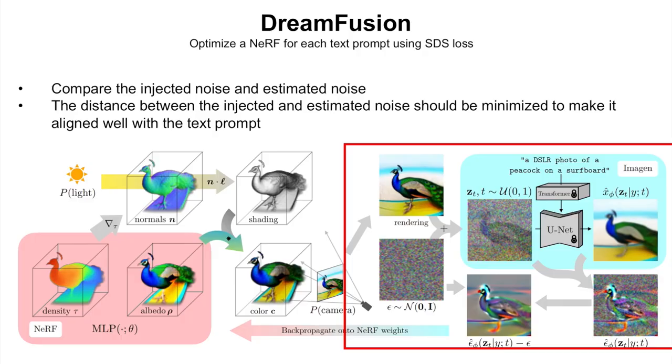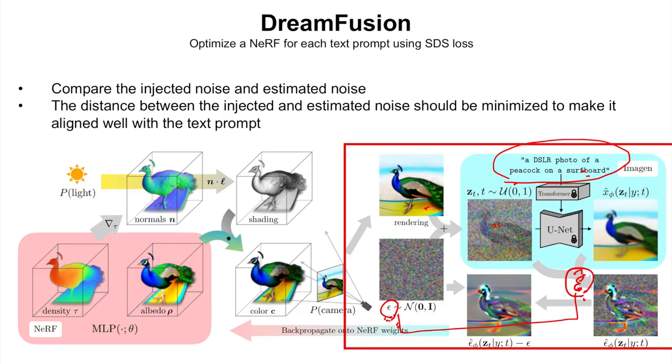And then we compare. We have the estimated noise, epsilon hat, and we have the ground truth noise, epsilon, and our goal is minimizing the distance between them. If the image is almost the same as this text prompt, then epsilon hat and epsilon might be almost the same, right? But if the image is very far from this text prompt, epsilon hat and epsilon might be very far. So that is the main motivation of this score distillation loss function.